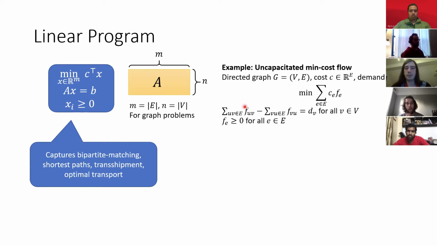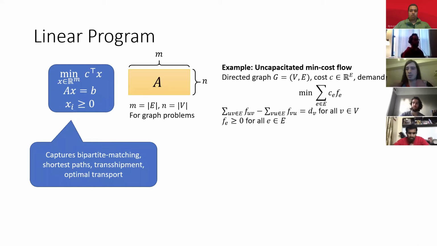So for example, if you have something like minimum cost flow without capacities, then you could write it in this form by saying you try to minimize the cost of your flow. The flow has the linear constraints that everything that goes into a node minus what is going out of a node needs to satisfy the demand of that node. Additionally, since this is a directed graph, we want the flow to be non-negative so that it actually goes in the correct direction of this directed graph. And this captures a whole lot of other graph theoretic problems like bipartite matching, shortest path, and so on.